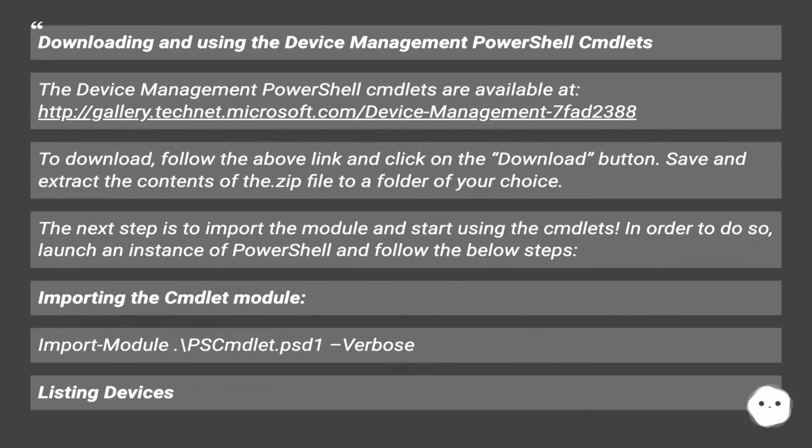Downloading and using the Device Management PowerShell cmdlets. Device Management PowerShell cmdlets are available at this URL. Download. Follow the above link and click on the Download button. Save and extract the contents of the .zip file to a folder of your choice. The next step is to import the module and start using the cmdlets. In order to do so, launch an instance of PowerShell and follow the below steps, importing the cmdlet module: Import-Module .\PSCmdlets.psd1 -Verbose. Listing devices.